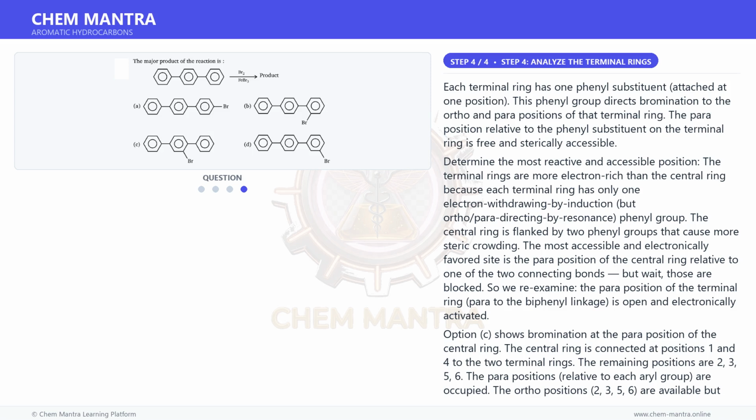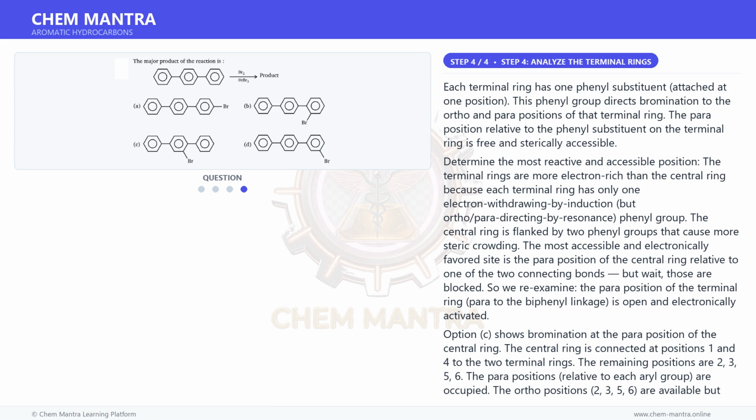And for the final step, each terminal ring has 1 phenyl substituent attached at 1 position. This phenyl group directs bromination to the ortho and para positions of that terminal ring. The para position relative to the phenyl substituent on the terminal ring is free and sterically accessible. Determine the most reactive and accessible position.